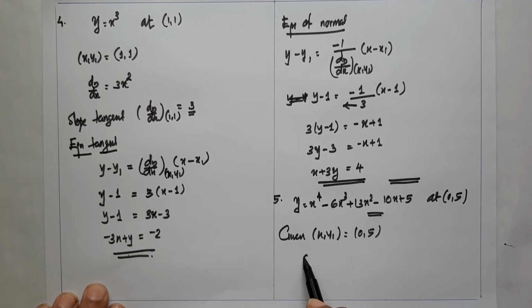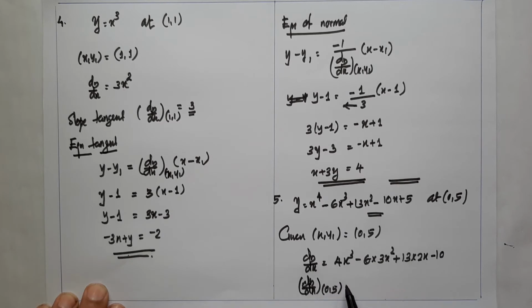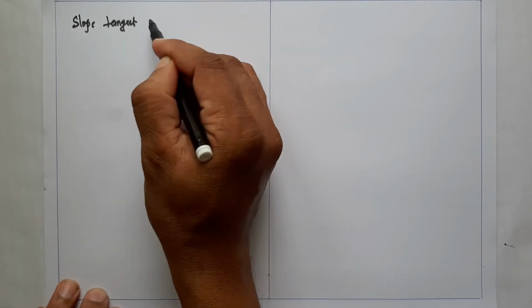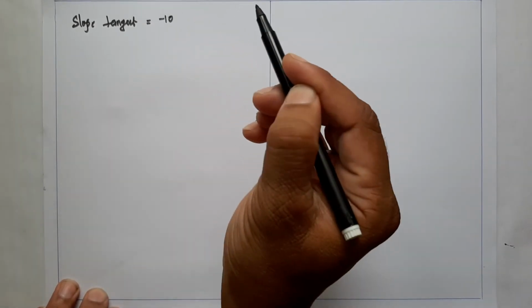Okay, here the given point x1, y1 is (0, 5). To find the slope of the tangent, first of all we find the derivative of this function. X raised to 4 derivative is 4x cube, minus 6 into x cube derivative is 3x square, plus 13 into x square derivative is 2x, minus 10 plus 0. And therefore slope of the tangent is dy by dx at (0, 5). When we put x equal to 0, those terms vanish and we get the answer minus 10. So the slope of the tangent is minus 10.